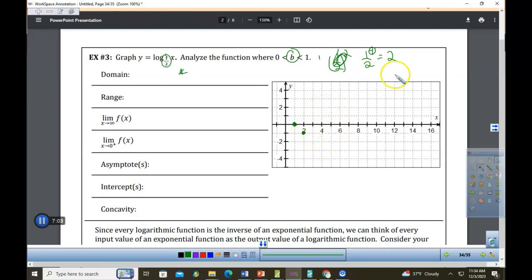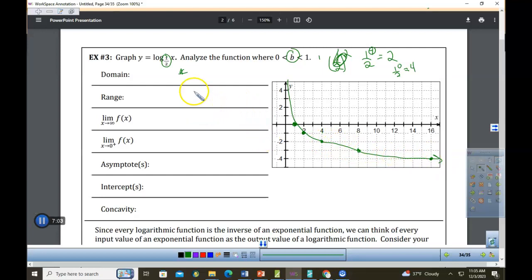For 4, 1/2 to what power equals 4? Well, that's -2. 8 is going to be -3. 16 is going to be -4. It's kind of like what we did before. It's like a rotation. And then this one's just going to shoot off. Let's see how I can do. Not bad for a government employee.